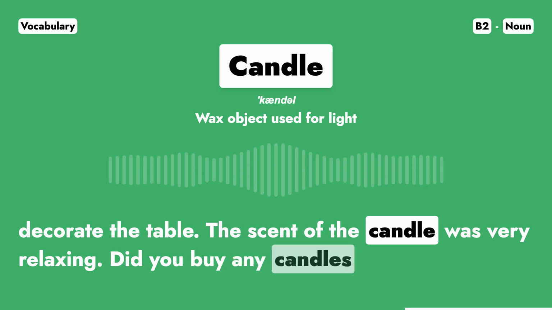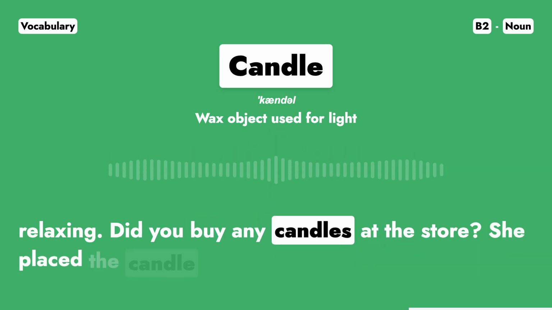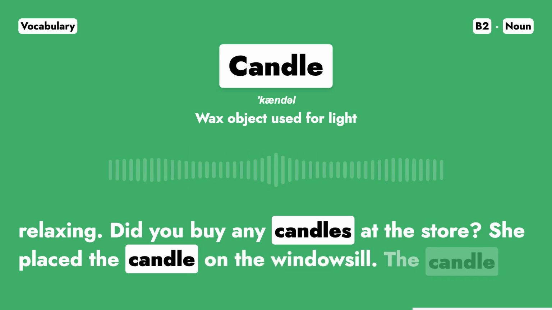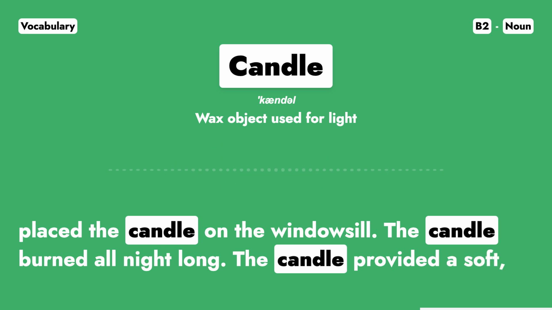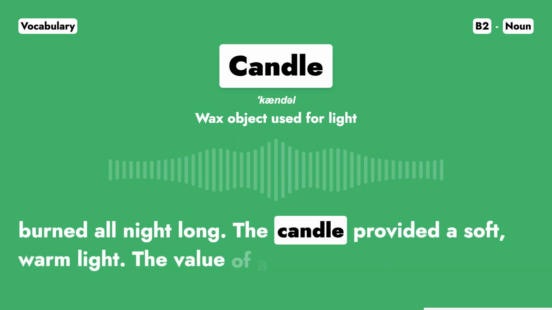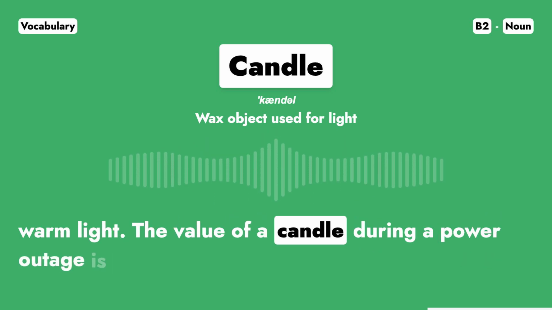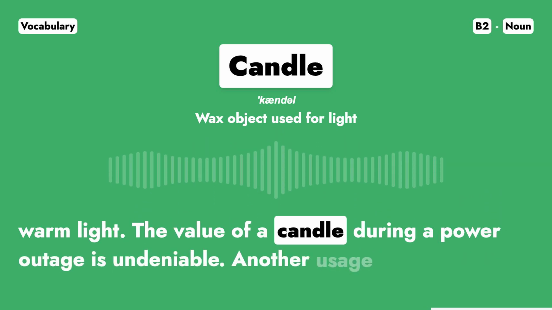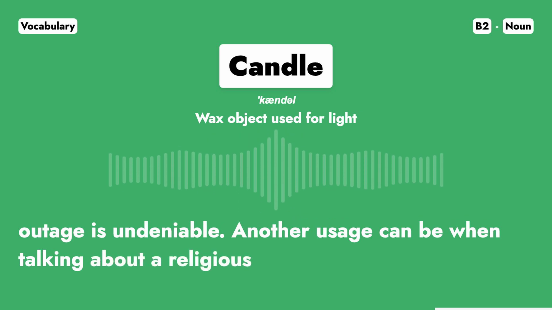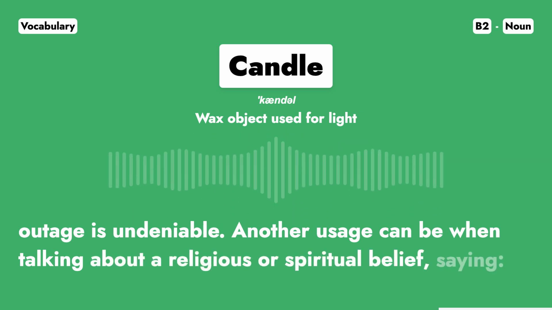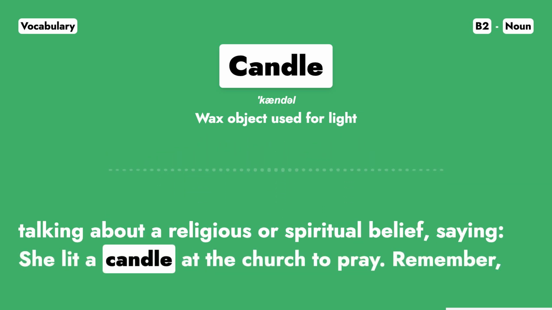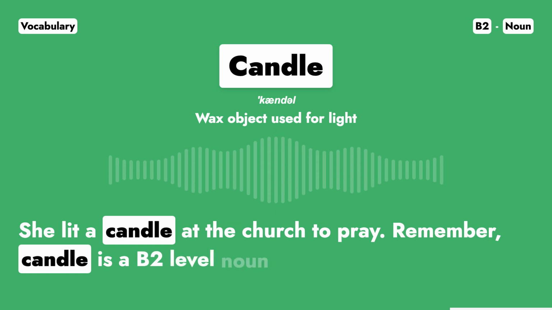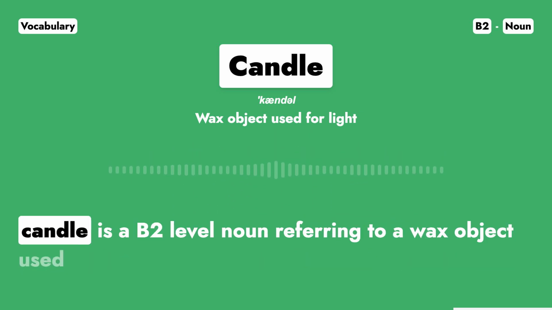Did you buy any candles at the store? She placed the candle on the windowsill. The candle burned all night long. The candle provided a soft, warm light. The value of a candle during a power outage is undeniable. Another usage can be when talking about a religious or spiritual belief, saying, she lit a candle at the church to pray. Remember, candle is a B2 level noun referring to a wax object used for light.